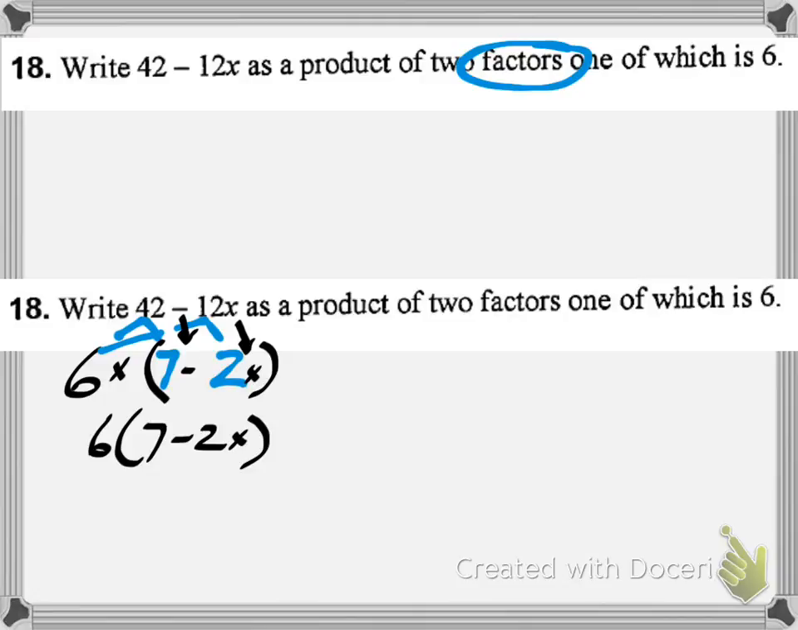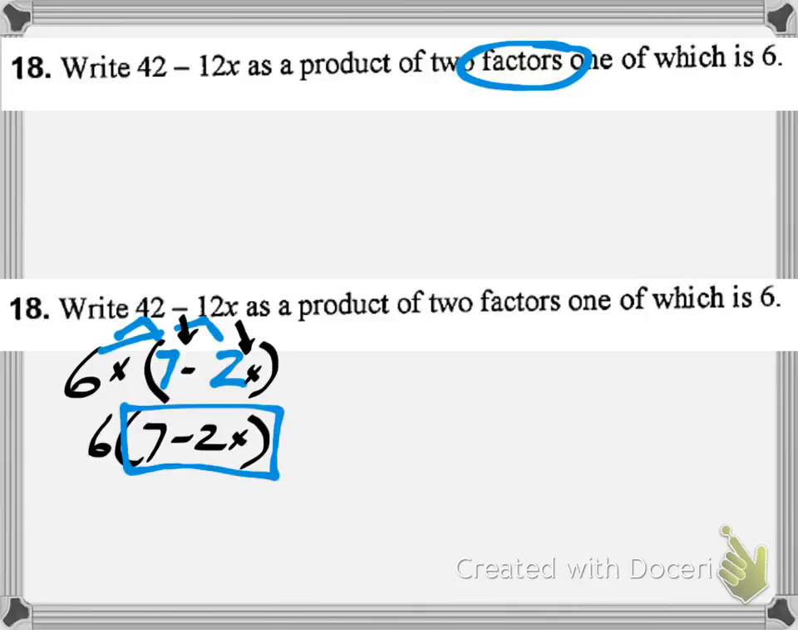So what we're doing here is using the distributive property backwards. So if we did 6 times 7, we'd have 42. 6 times 2 would be 12. And so we get 42 minus 12x. So we kind of did that backwards. So 6 is one factor, and the second factor is 7 minus 2x.